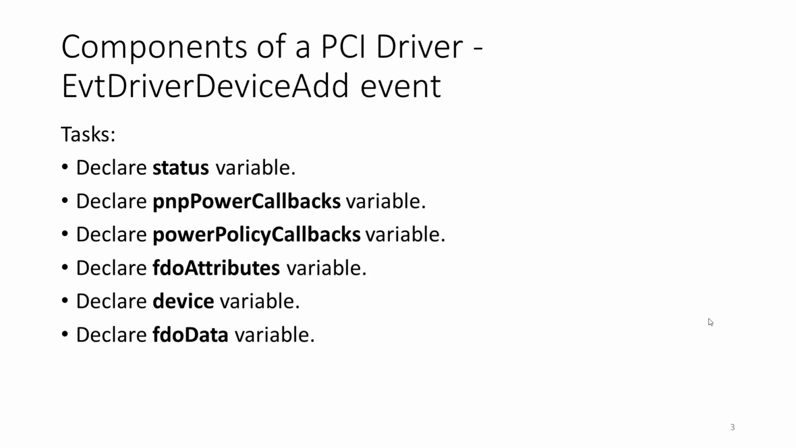To make use of this event callback, we need to perform these tasks. At first, we need to declare the status variable. Next, we need to declare the pnpPowerCallbacks variable. Then we need to declare the powerPolicyCallbacks variable. We also need to declare the fdoAttributes variable. Then, we need to declare the device variable. And also declare the FdoData variable.